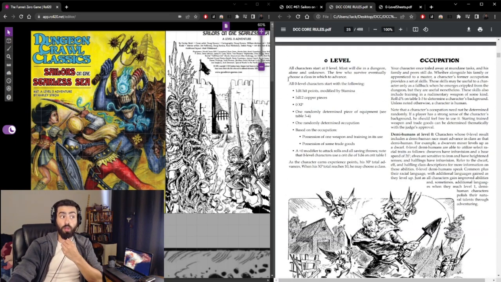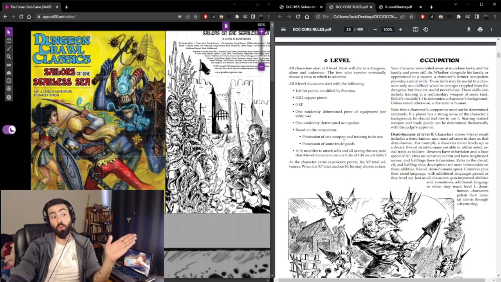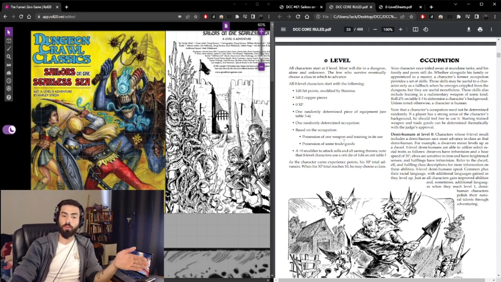Page 21. All zero level characters start with the following. 1d4 hit points modified by your stamina modifier. 5d12 copper pieces, one of the only times you get to roll d12s and it's fun. 0 XP. 1 randomly determined piece of equipment that comes from the d24 that we just rolled. 1 randomly determined occupation, based on the occupation, the possession of one weapon and training in its use, or the possession of some trade good. 0 modifier to all attack rolls, all saving throws. Note that 0 level characters use a crit die of 1d4 on crit table 1. That's something you'll get when you read through the core rulebook.